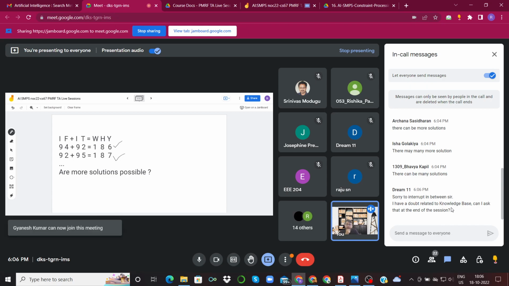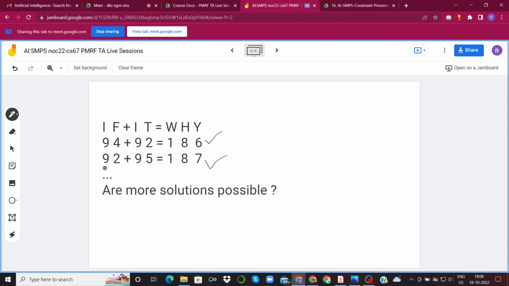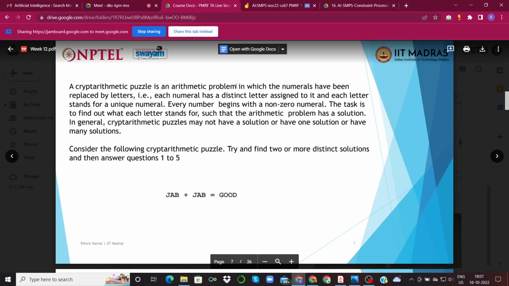So if you have a doubt, we can discuss that towards the end of the session. So as Bhavya said, there can be many solutions to this one also. So suppose we had an 8 over here instead of 9, and let's keep this as 2 itself. We will have one more solution, right? So there can be many more solutions. So I hope you get the premise.